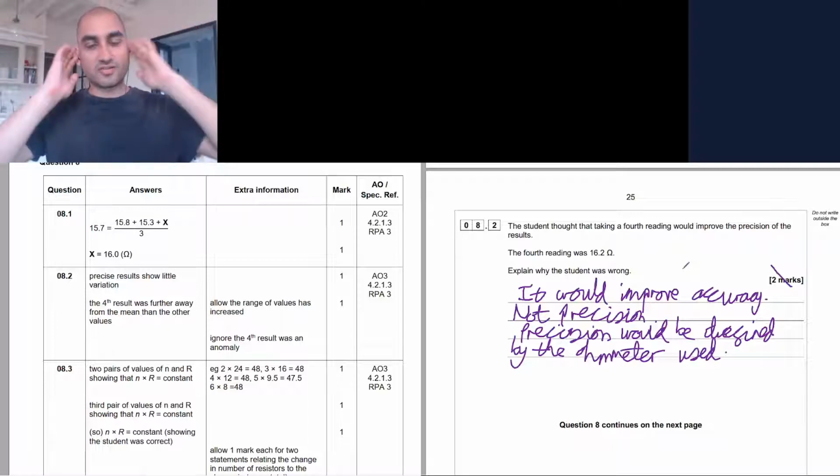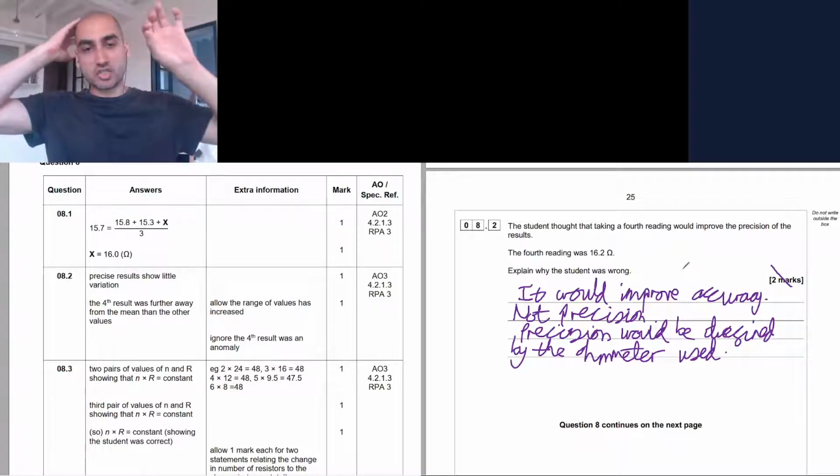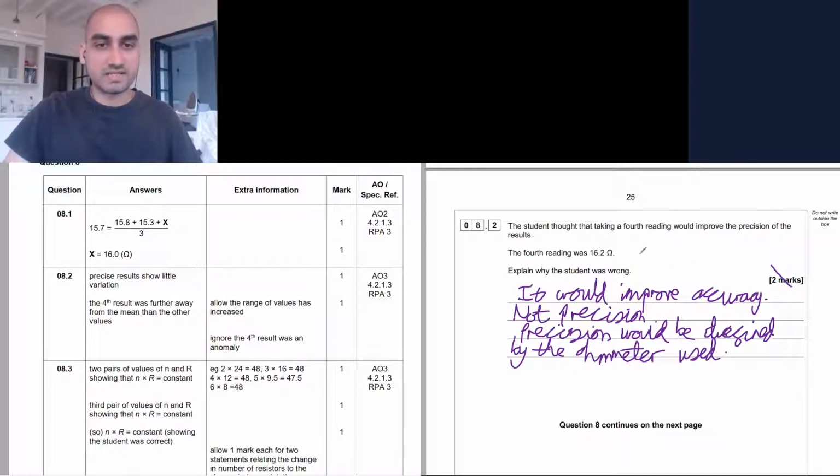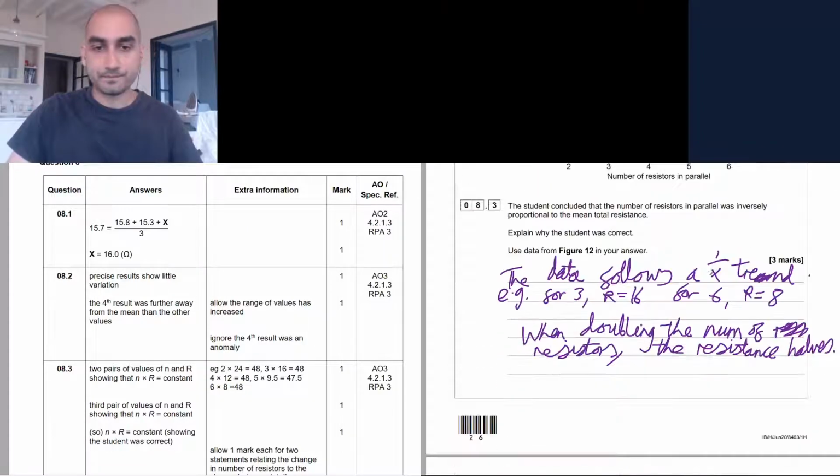But it's a bit confusing because the student wasn't wrong. Well, he was wrong in thinking it would unequivocally improve the precision. But he was neither wrong nor right. He was wrong. But it wouldn't decrease it either. It just is irrelevant. Ugh. Okay.